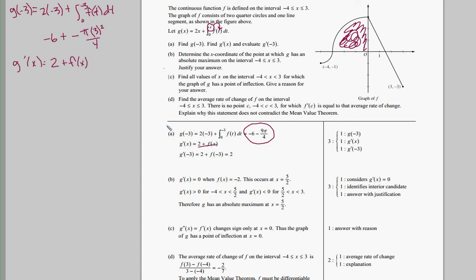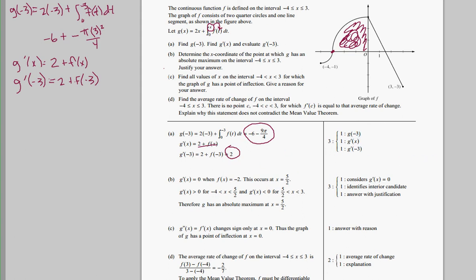And then we also get a point for putting -3 in and getting the correct value there. So that would be 2 plus f of -3. And what's fantastic about that, folks, is that f of -3 is 0. And so I have 2 plus 0, which is just 2. So you get 3 points. Obviously, you can see how those are allocated.